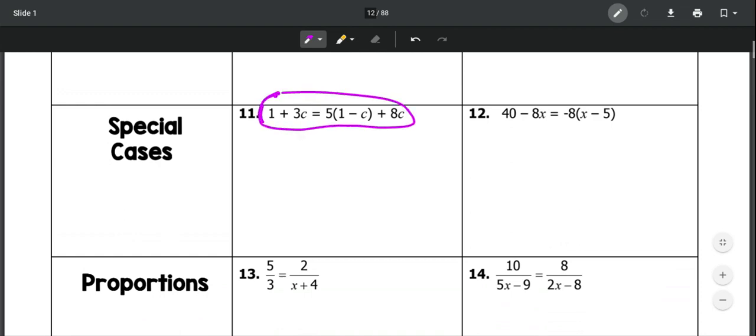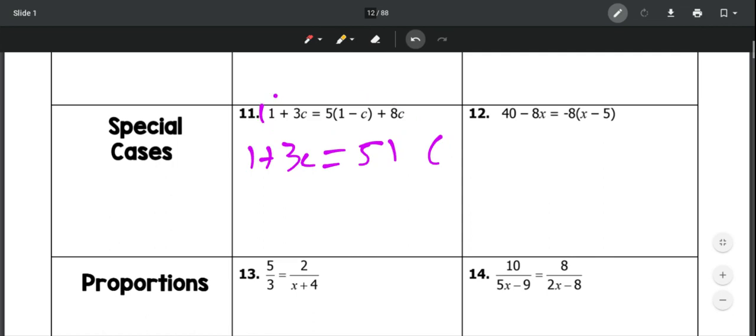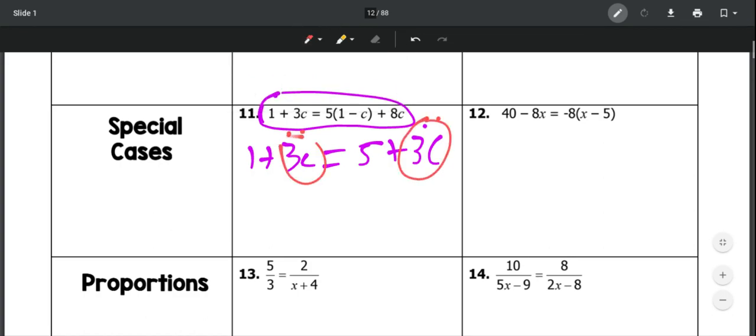But when you're working this, you're going to come to a point where this happens. You're going to have 1 plus 3c equals 5 plus 3c. Whoa. Now, I need to move either this c, that is not what I wanted. There we go. I need to move either this c or this c.